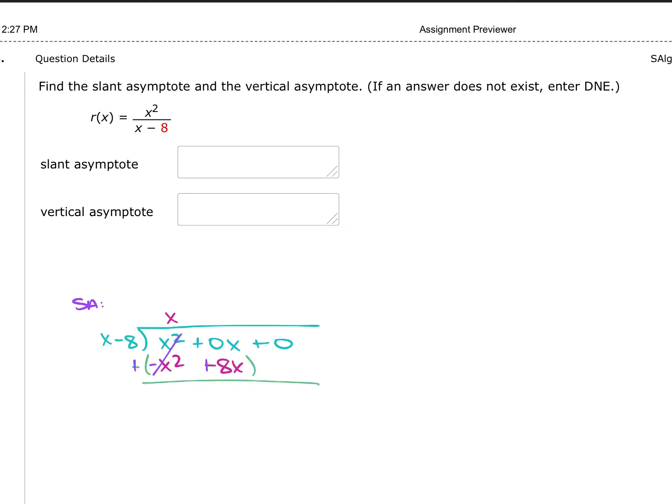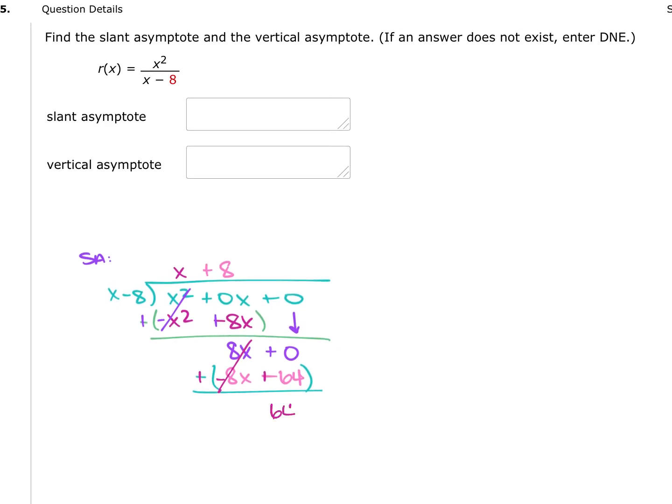So those x squareds cancel. 0x plus 8x is 8x. We drop down the 0. Next, x times what is 8x? That's 8. So 8 times x is 8x. 8 times -8 is negative 64. We subtract these or add the opposites. These 8x's cancel, so you just have 64 as your remainder. You do not need your remainder. The only part you need is the part that's up top, which in this case is that x plus 8. You set it equal to y, and that is your slant asymptote.